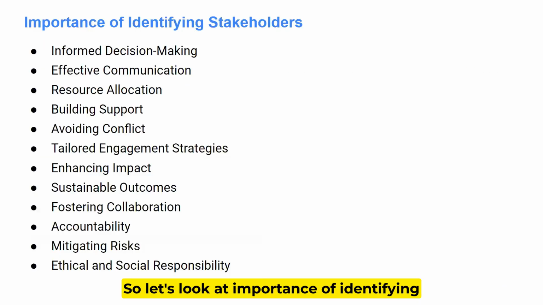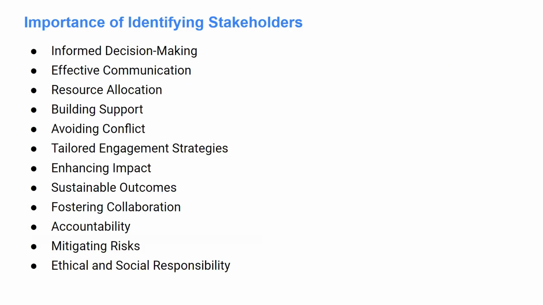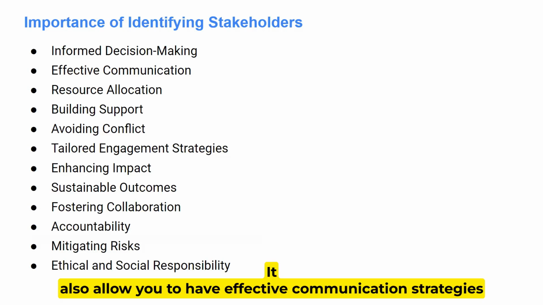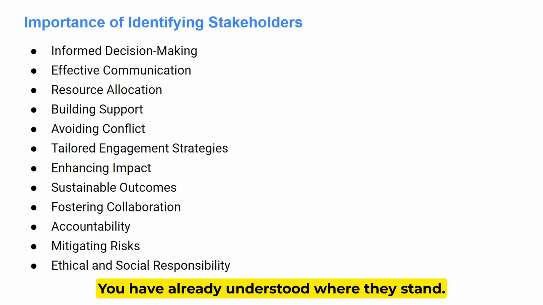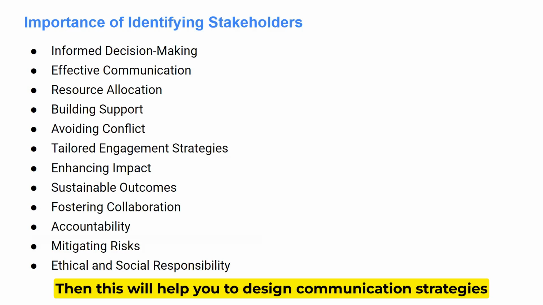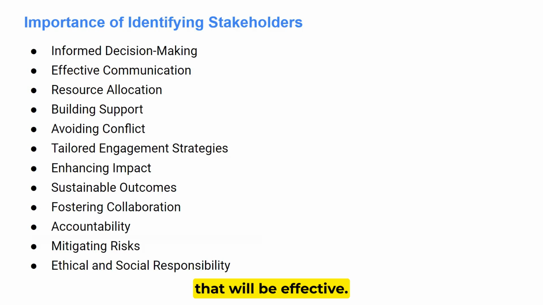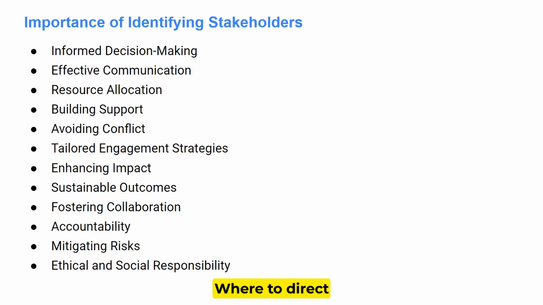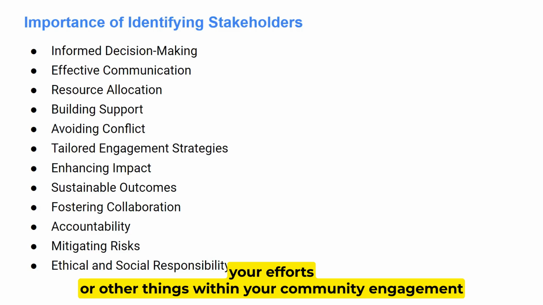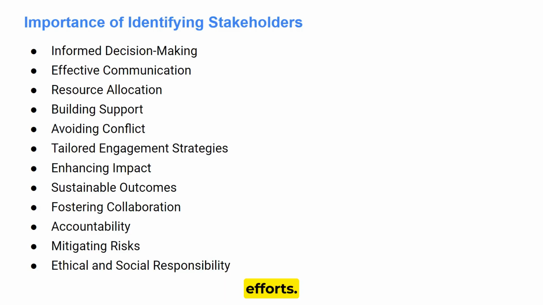So let's look at the importance of identifying stakeholders. When you identify stakeholders, it allows you to make informed decisions. It also allows you to have effective communication strategies, because you have already identified them and understood where they stand. This will help you design communication strategies that will be effective. Also, you'll be able to allocate your resources effectively because you will know where to direct your efforts or other things within your community engagement efforts.